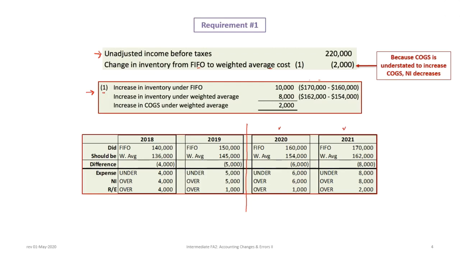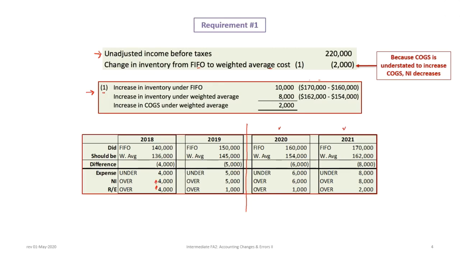But if you want to see it from the beginning, in 2018, the FIFO inventory was 140. And if we reported under weighted average, it would be 136,000. So the inventory is overstated in essence by $4,000, which means that the inventory that should have been expensed is not. Inventory is overstated by $4,000, and if the inventory is overstated, then the net income is overstated, and the retained earnings are overstated. Great.